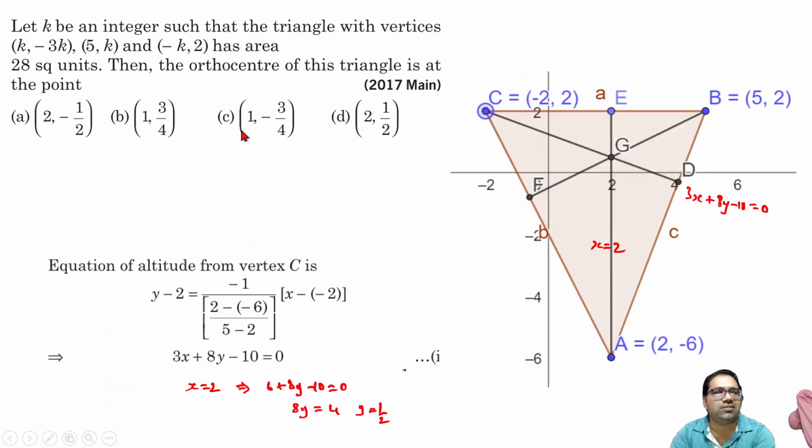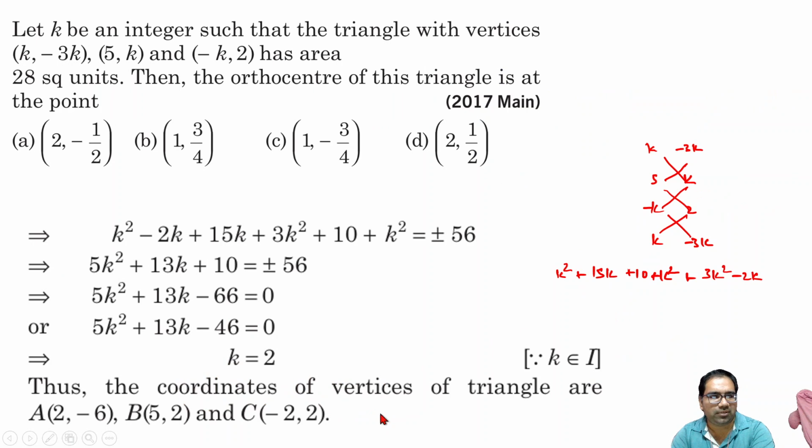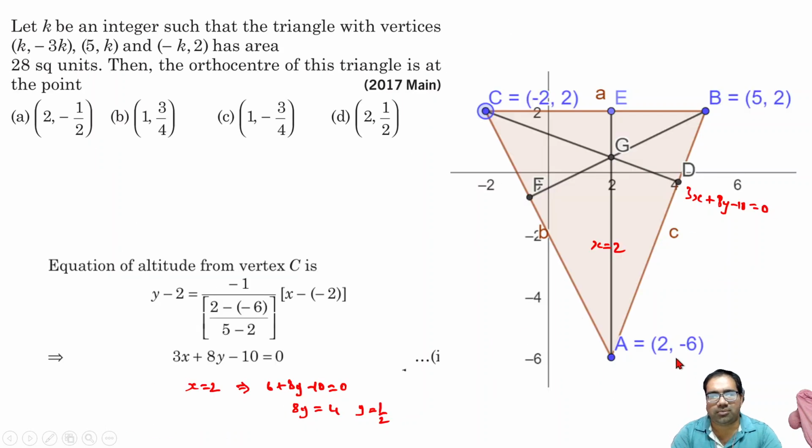Now we have to find the orthocenter. Right. What are the three vertices? (-2, 2), (5, 2) and (2, -6). It looks like this. So (-2, 2) and (5, 2), this line is actually parallel to the x-axis. What does that mean? Perpendicular to this will be parallel to the y-axis. Right. A line drawn from this vertex, perpendicular drawn from A to BC, will be parallel to the y-axis.